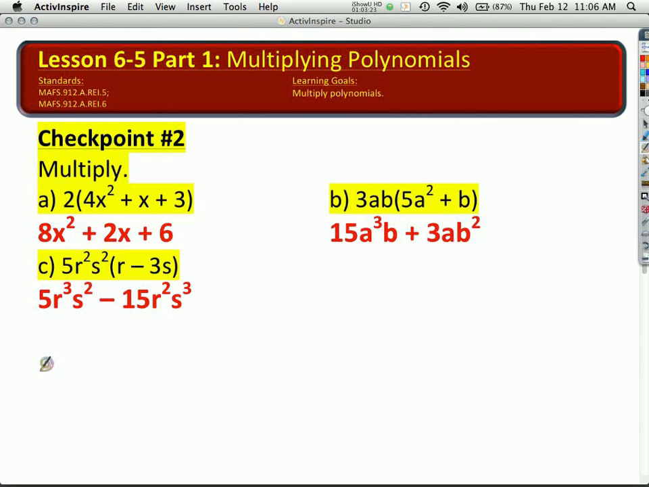If you had those in a different order, if you put the negative 15r squared s to the third first, that's okay. So you could take this whole thing and move it over here, and take this and move it over there, that's fine. Yes? Yeah, you put them in alphabetical order. Any other comments, questions?